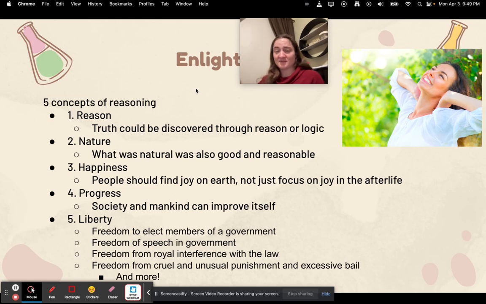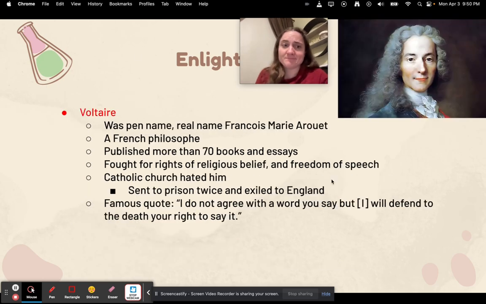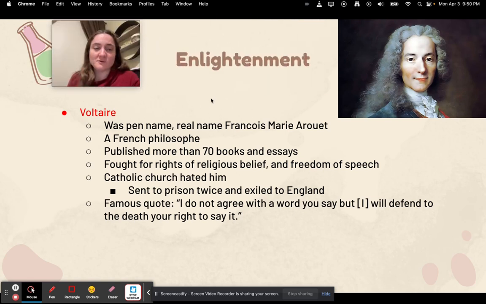That was kind of like a slap in the face to the Catholic Church, because they're always like, if you pray enough then you'll have salvation in heaven, and they're like, no, have fun on earth. Progress, so that's society and mankind can improve itself. And liberty, there's a bunch of different liberties that they listed out, and some of them are very similar to what you should know from US history, including freedom of speech, freedom of interference with the law, freedom from cruel and unusual punishment, and excessive bail.